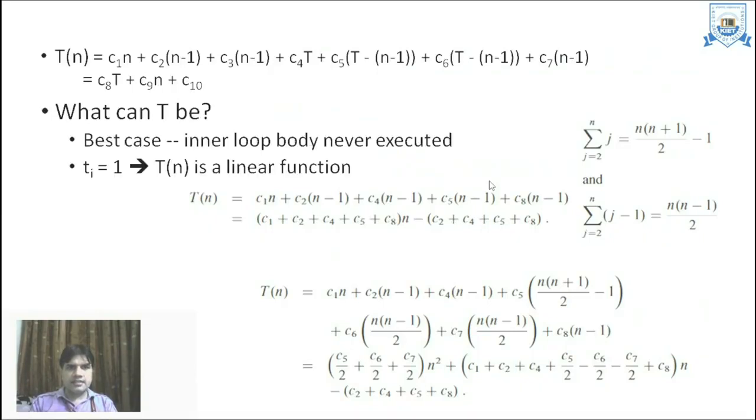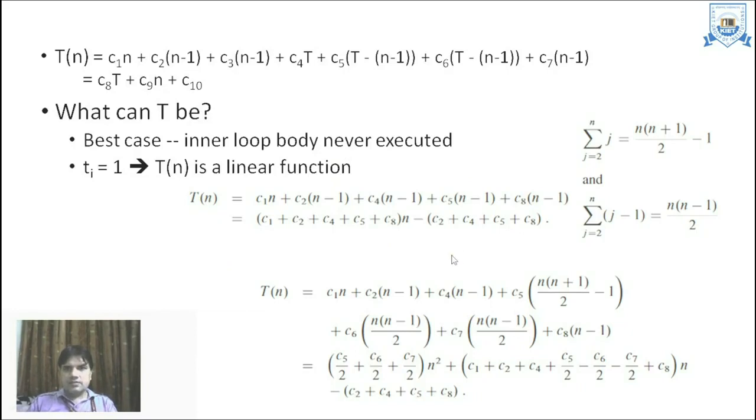So in that case, we can say that all the small ti's would be 1, and if we calculate this expression for ti equal to 1, we can find that tn is equal to c1n, c2(n minus 1), c4(n minus 1), separating all the constants and all the n terms together. Anyhow, these all are constants. If we consider all these as a single constant, we can write a linear equation. So in the best case we'll get a linear order of execution time. It is directly proportional to the size of n if we are executing in the best case.